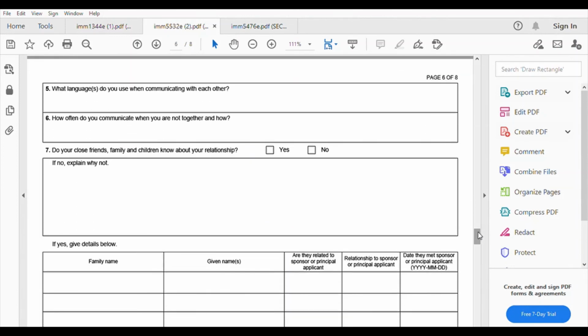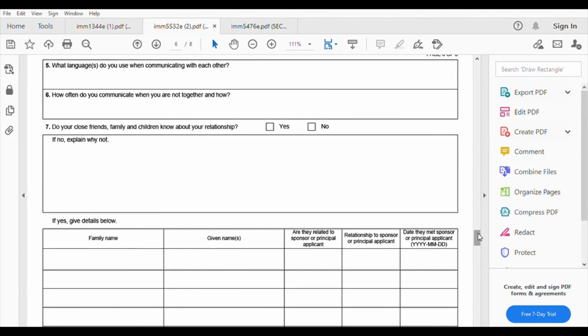What language do you use when you're communicating with each other? If you speak French, English, or another language, you mention this language. How often do you communicate when you are not together, and how? So you mention every day, every other day, but it must be every day if you are in a relationship. And how, like texting or Messenger, depends on what you use to communicate.